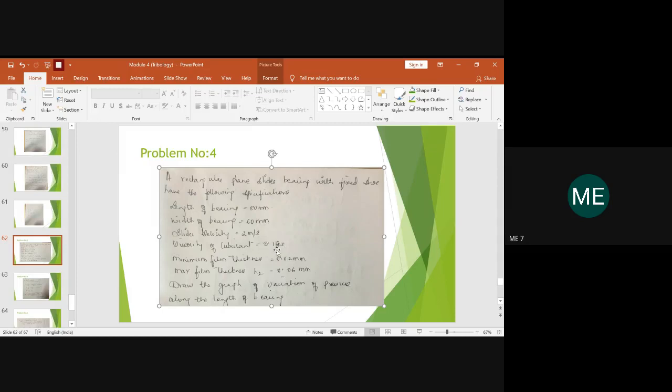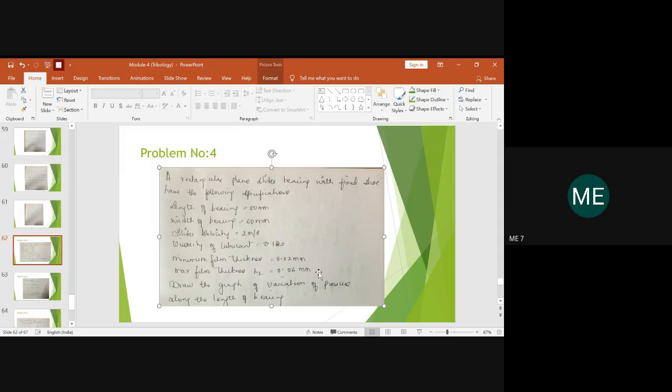So directly you can substitute the value of viscosity of the lubricant as 0.1, wherein the minimum film thickness and the maximum film thickness, which are H2 and H1, are given in mm. Kindly note down the value of minimum film thickness, which is H2, 0.02 mm, and maximum film thickness is H1, which is 0.0. I have written here by mistake as H2. Minimum film thickness is H2 and maximum film thickness is H1. So H1 will be 0.06 mm.